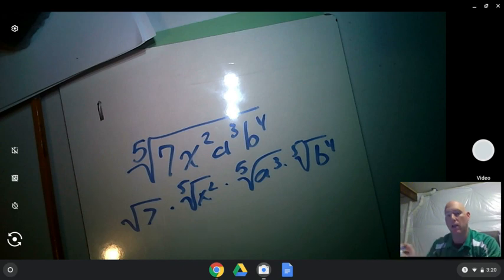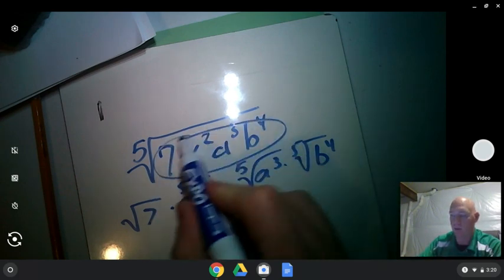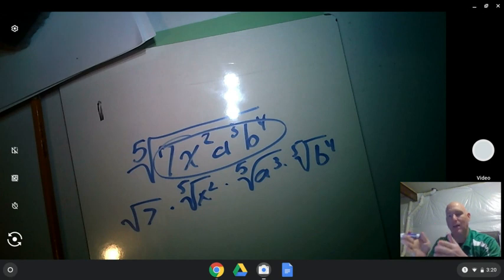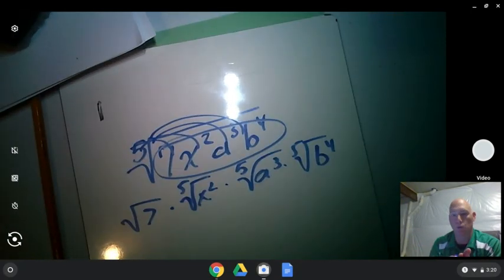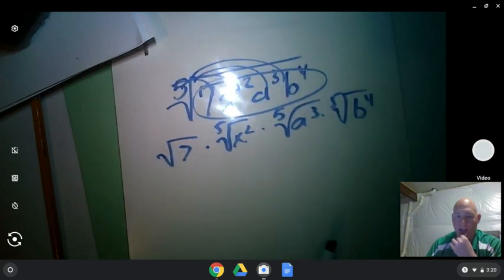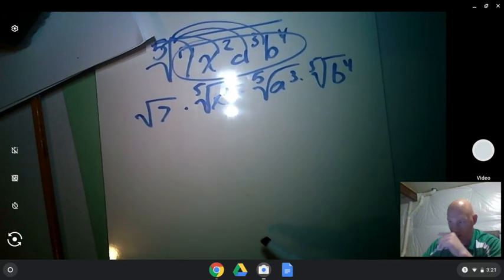Things that are multiplied under the radical sign can be separated and given their own radical sign. It's not the best way to say it, but if you want, it's like distribution. And it actually matches up with our rules before. So I'm just going to do this real quick just to show some of you guys.